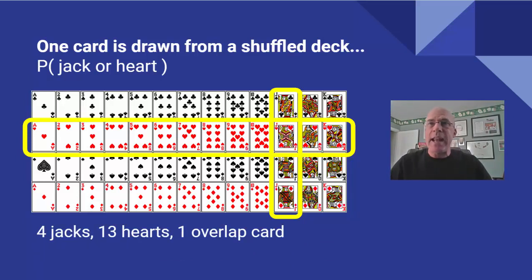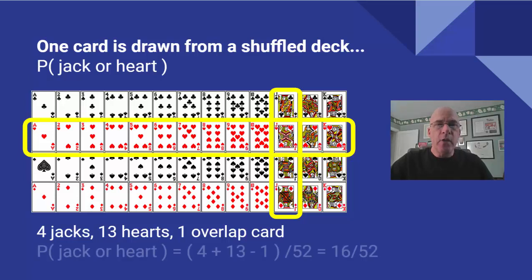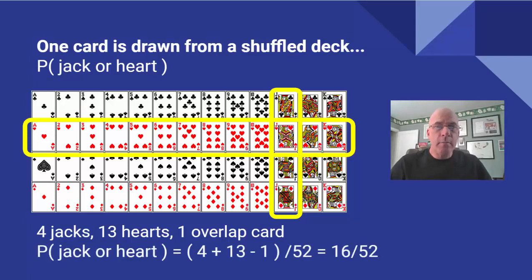If I were to take 4 and 13 and add that together, I would get 17. But that jack of hearts would get counted twice. So when we deal with overlap, we have to be careful of not double counting the overlap. And the way we're going to remedy that is we're going to subtract the overlap. So the probability of jack or heart is 4 plus 13 minus the 1 card that overlaps. So altogether, it'll be 16 out of 52. That's the probability we're looking for. And be careful here. The overlap isn't always going to be 1 card. You will see examples as you do problems where perhaps the overlap is more than 1 card. So just look out for that overlap.